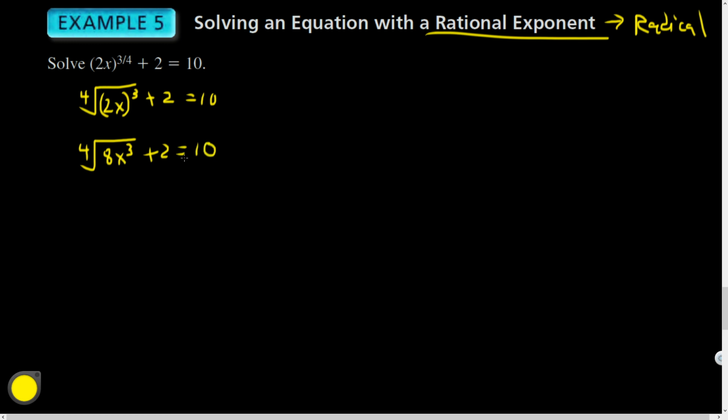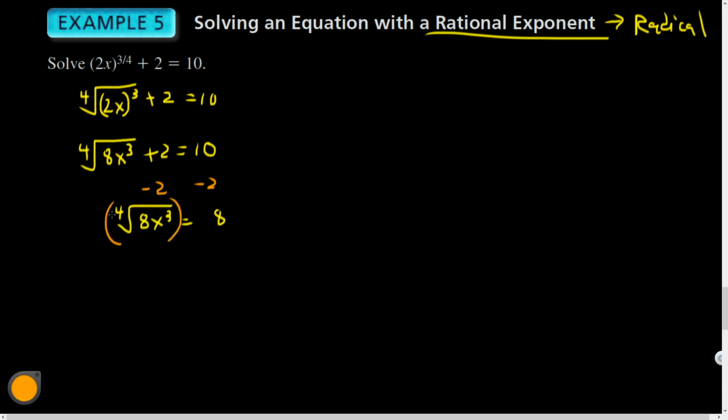All right, so what do I do? I get the radical by itself, so I can move this 2. And so I'll have the fourth root of 8x cubed. We've got to remember our properties of exponents and all that. Okay, the radical is by itself on this side.